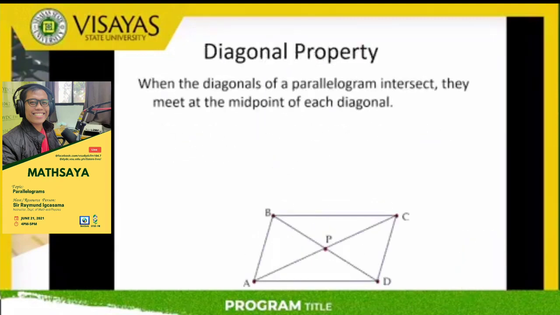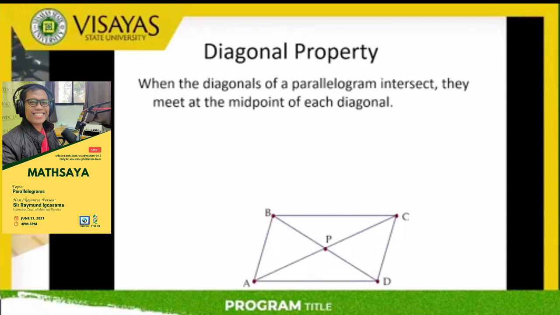So when the diagonals of a parallelogram intersect, they meet at the midpoint of each diagonal. So let's say, for example, diagonal AC and diagonal BD intersect and at the same time meet at the midpoint of each diagonal, meaning point P, P as in pineapple, is the midpoint of diagonal BD, and at the same time it is also the midpoint of diagonal AC.